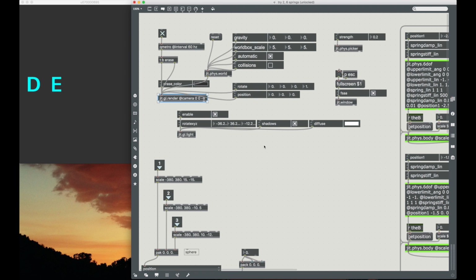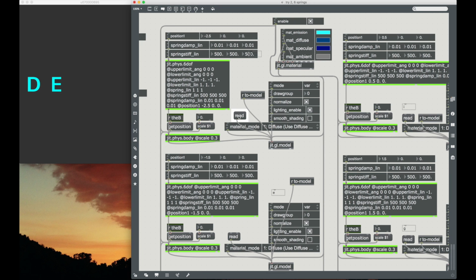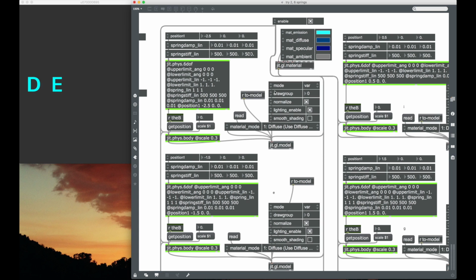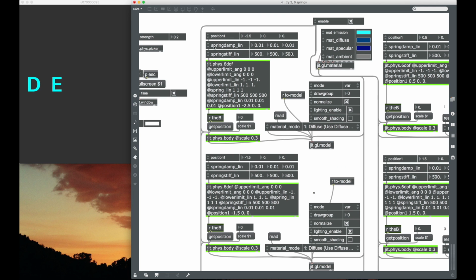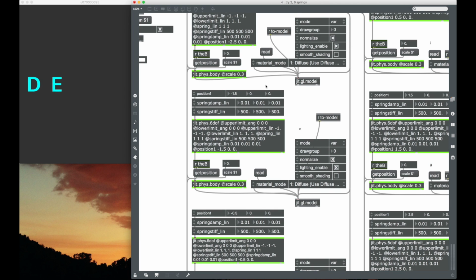Let me get into the meat of another bit of it. I have these letters. These letter forms in this case, I have rendered in Blender. And I'm importing them into each of these jit.gl.models, which essentially can render 3D models in this space. So I've loaded in the D and the E. So each of these chunks is a single letter. You can kind of see that I'm tessellating it out. This probably isn't the most efficient way of doing it. I'll probably clean this up later.